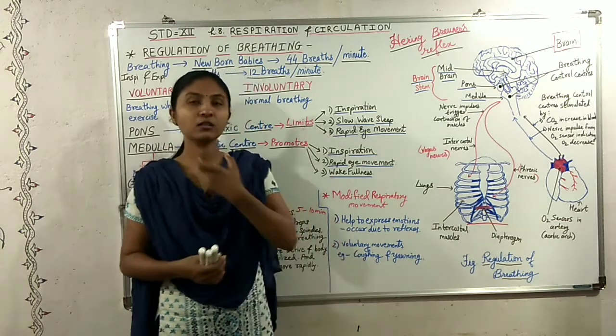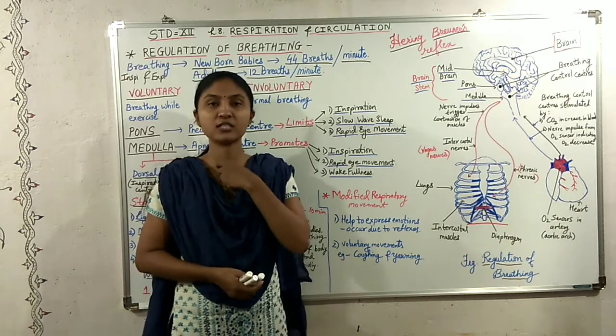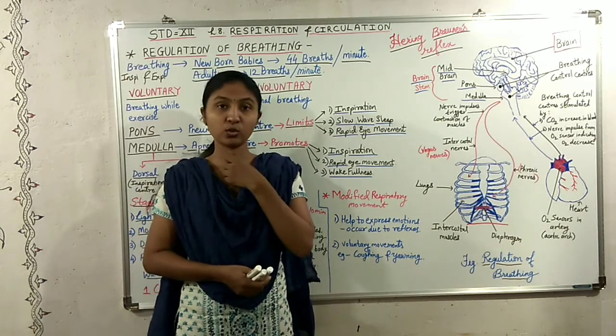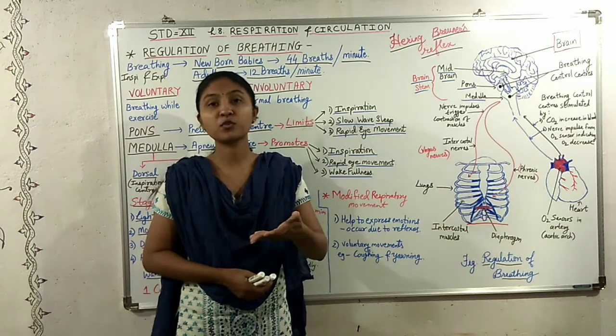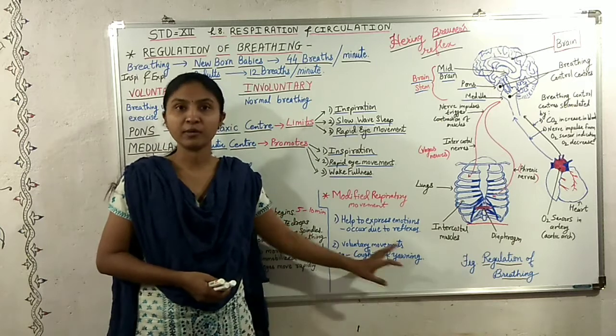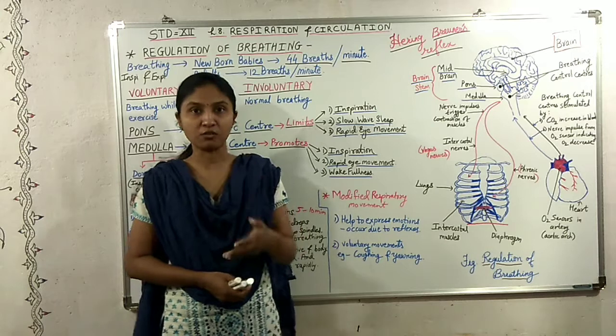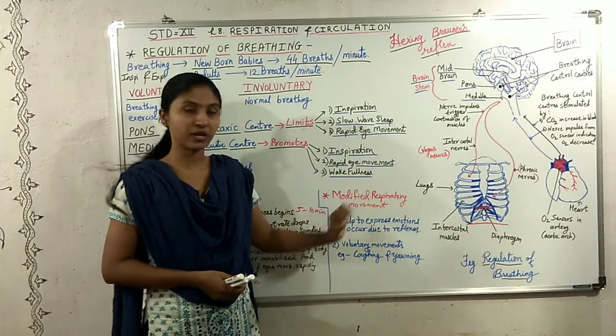So coughing means whenever mucus gets stuck in the throat, at that time we cough to remove that mucus, right? So that is the voluntary movement. In order to clean the throat, we cough. So that is the modified respiratory movement.